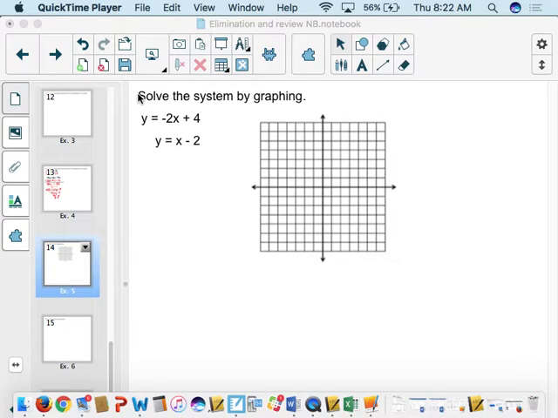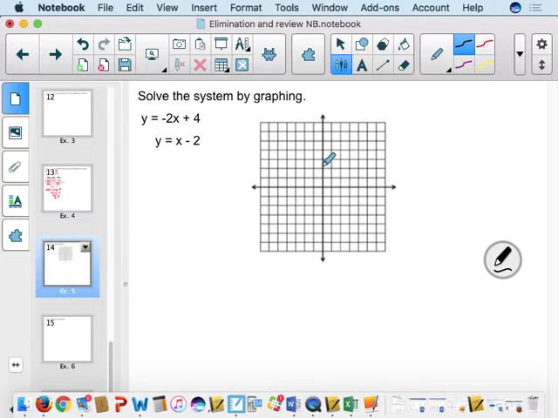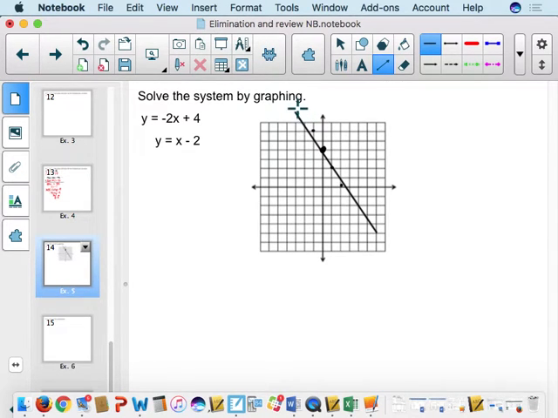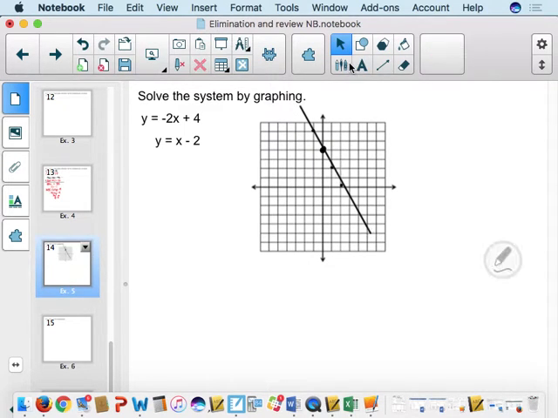Okay, let's go through the systems graphing method. So we have here our y-intercept of positive 4, and our slope is negative 2 over 1. So we're going to go down and to the right and up and to the left. And go ahead and draw in a line for that equation. The second equation is going to start at negative 2 on the y-axis and have a positive slope of 1 over 1.